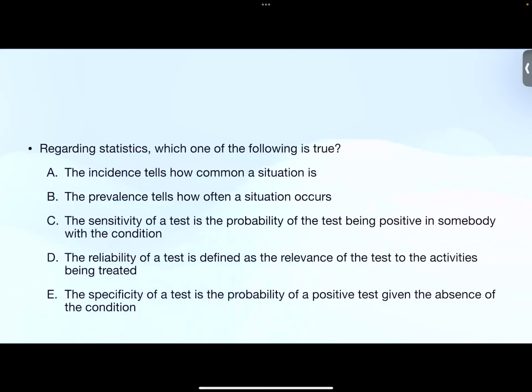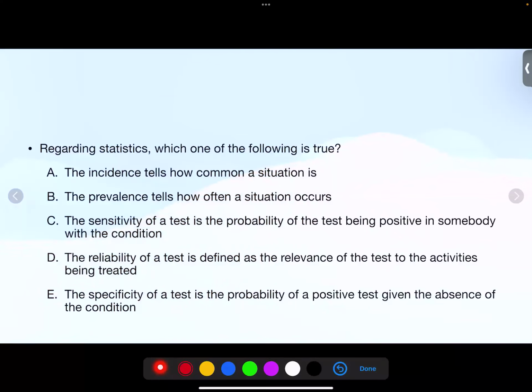The next is, which of the following is true? The incidence tells how common a situation is. No, incidence cannot tell you that. Incidence only tells you the number of new cases of the disease in a current time. And the prevalence tells how often a situation occurs. No, it cannot. It just tells that this many patients are diseased, not a frequency of the patient.